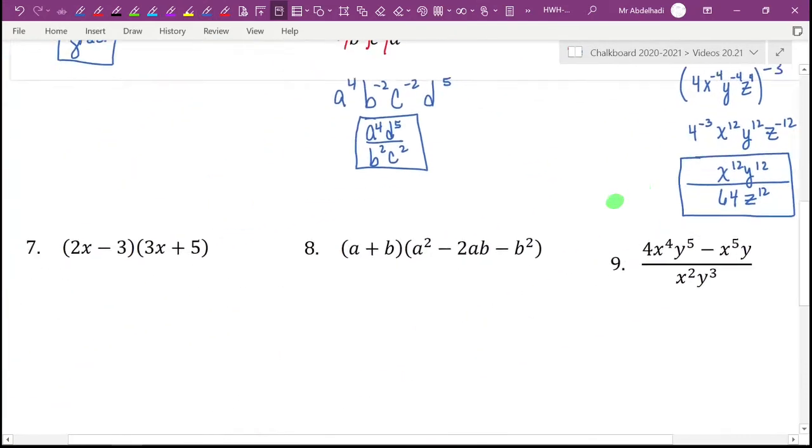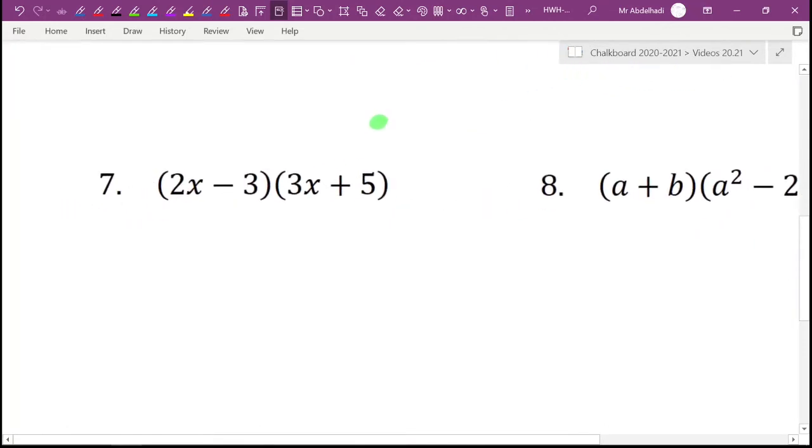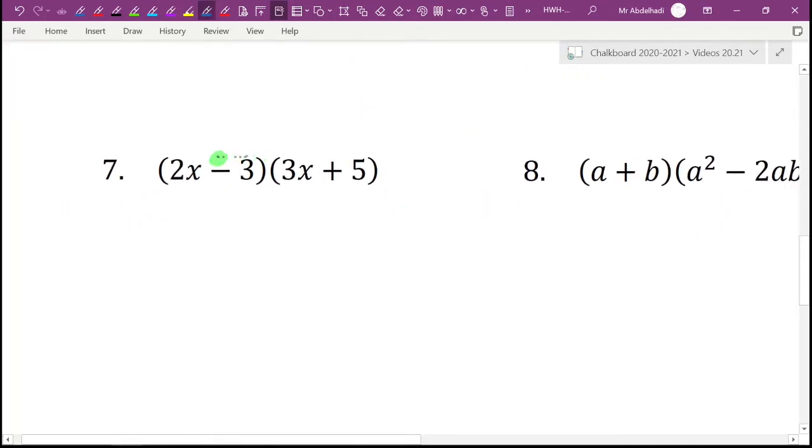Okay, number 7. Good old-fashioned FOIL. Distribute the 2x. What do we get? 2x times 3x. 2 times 3 is 6. X times x is x squared. 2x times 5. Well, 2 times 5 is 10. And there's only one x, so just leave it there. Negative 3 times 3x is negative 9x. Negative 3 times 5 is negative 15.